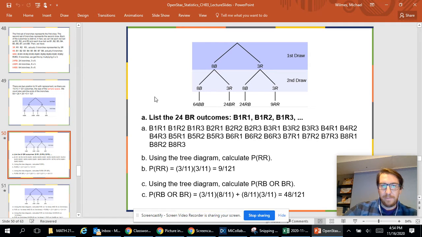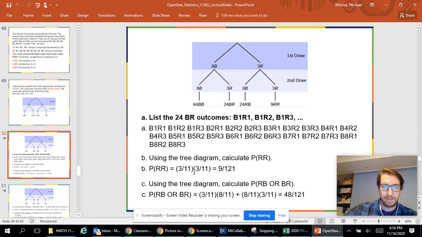Now we can list out some outcomes. List the 24 BR outcomes? That would be really tedious, but there they are. Now we want to calculate probabilities, the probability of red, red. To do that, we want to land here. So what's the probability of getting there? To get a red on the first draw would be 3 over 11, 3 elevenths. And then to get red on the second draw would be another 3 over 11. So we multiply 3 over 11 by 3 over 11. We get 9 over 121.